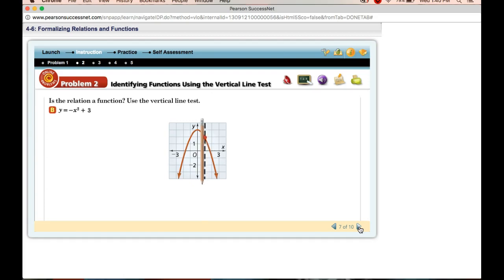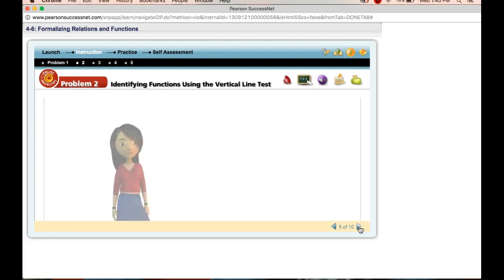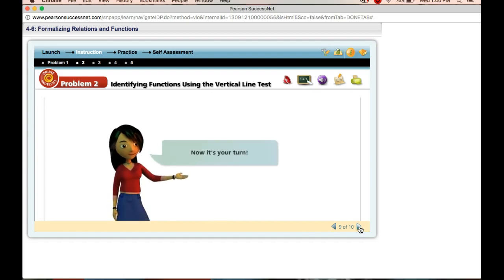The domain value 1 corresponds to a single range value, 2. The domain value -1 and 1/2 corresponds to a single range value, 3/4. There is no vertical line that passes through more than one point of the graph. So, the relation is a function. Now it's your turn.